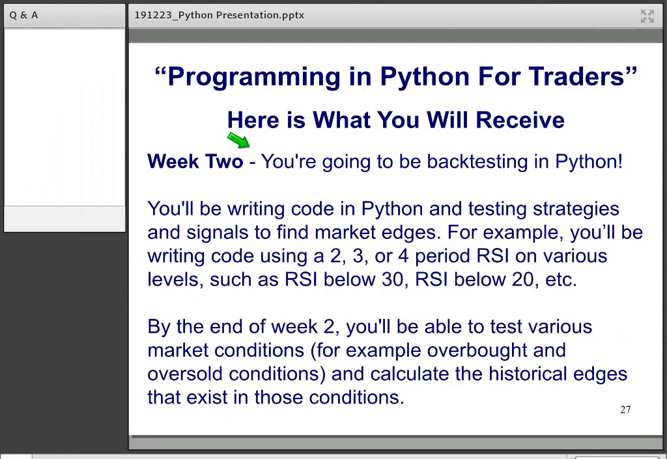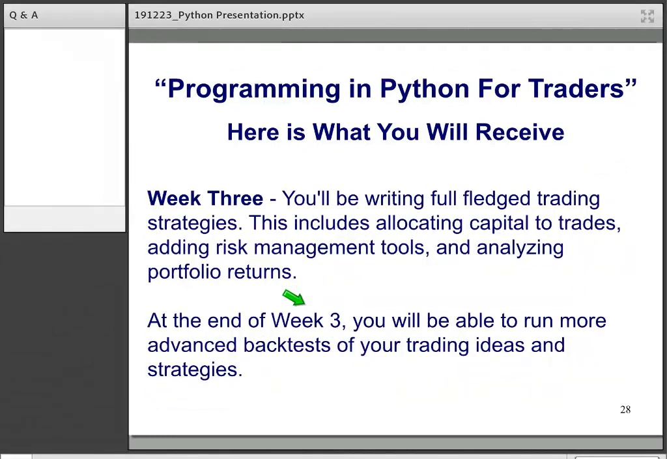Week number two, you're going to begin backtesting in Python. You're going to be writing code in Python and testing strategies and signals to find market edges. For example, you're going to be writing code using the 2-period RSI and the 3-period RSI or the 4-period RSI on various levels. So for example, the RSI below 30 or RSI below 20. By the end of week number two, you're going to be able to test various market conditions. For example, overbought and oversold conditions, and then you'll be able to calculate the historical edges that exist in those conditions. Again, you're going to be doing all this in Python.